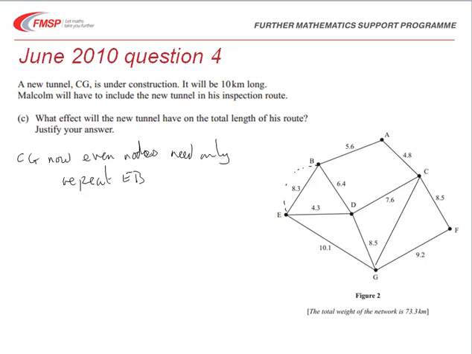Well, CG we're told is of length 10 kilometers, so the new length will be the total 73.3 for those marked on the network, plus the 10 that we've added in for our new one, and then plus just 8.3 this time for repeating from E to B, and that gives a total of 91.6 kilometers. So therefore we can say that the route length has decreased.